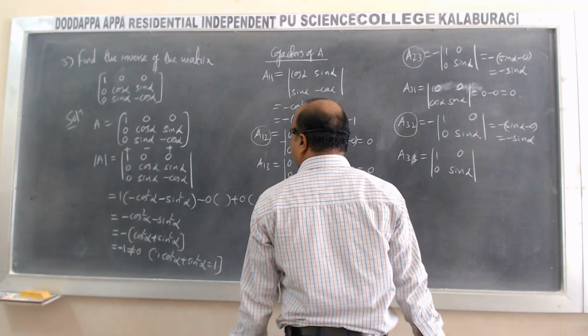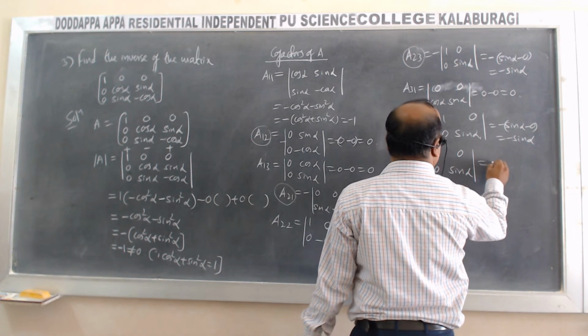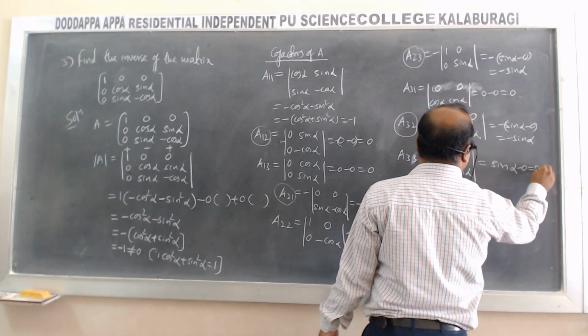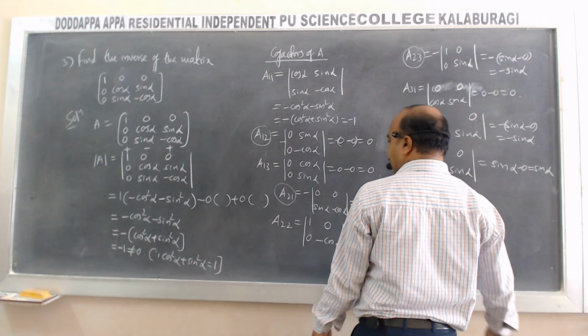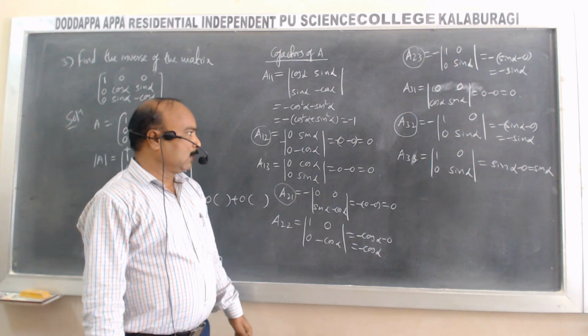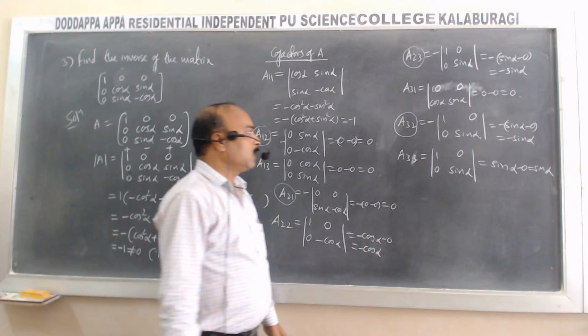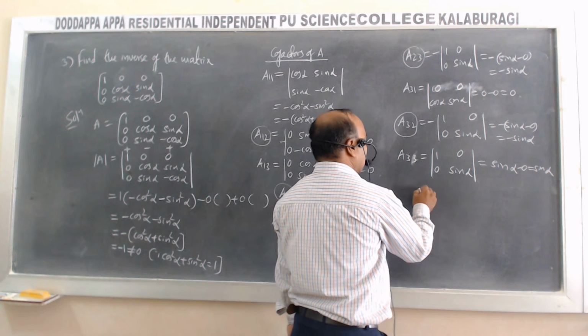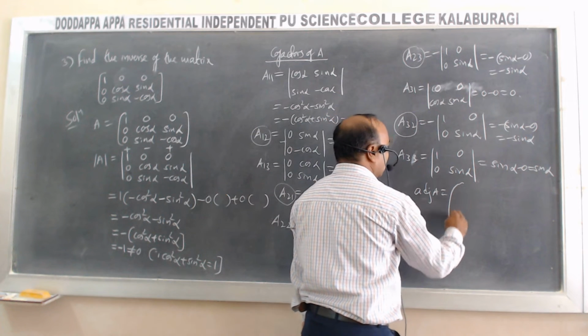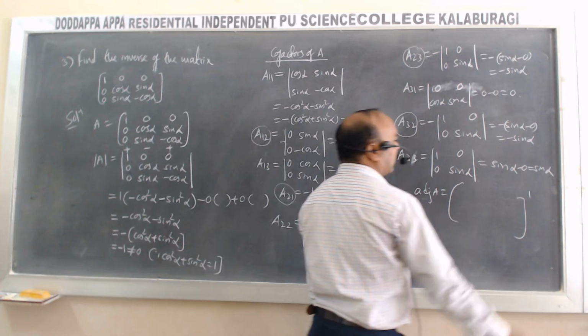Now we get it is equal to sin alpha minus 0, it is equal to sin alpha. So these are cofactors of the given matrix. Then we go for adjoint of A. Adjoint of A is the transpose of cofactors.